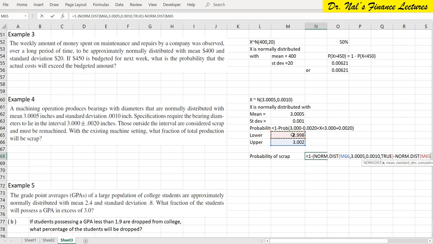So the area, if I subtract the lower side, to the left of this number, subtract to the left of this number, that will give me the area between them. But I don't want to calculate the area between them. I want the area outside of them. So that's why I started with 1 minus.